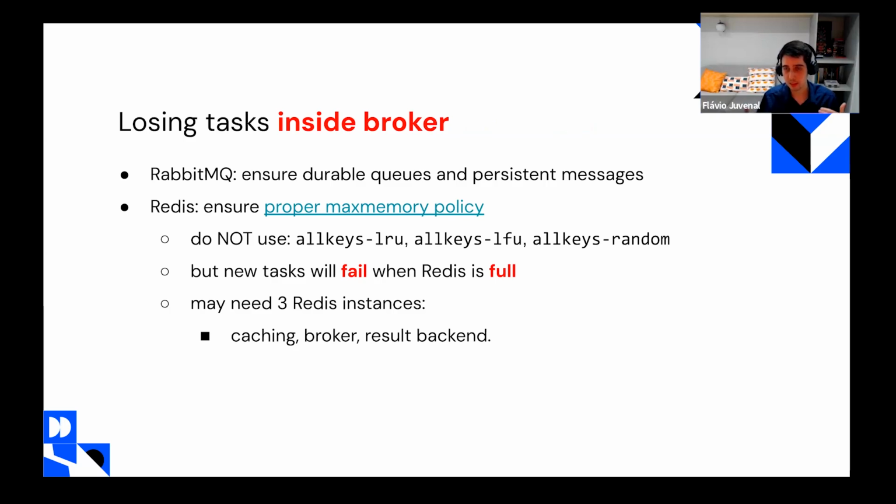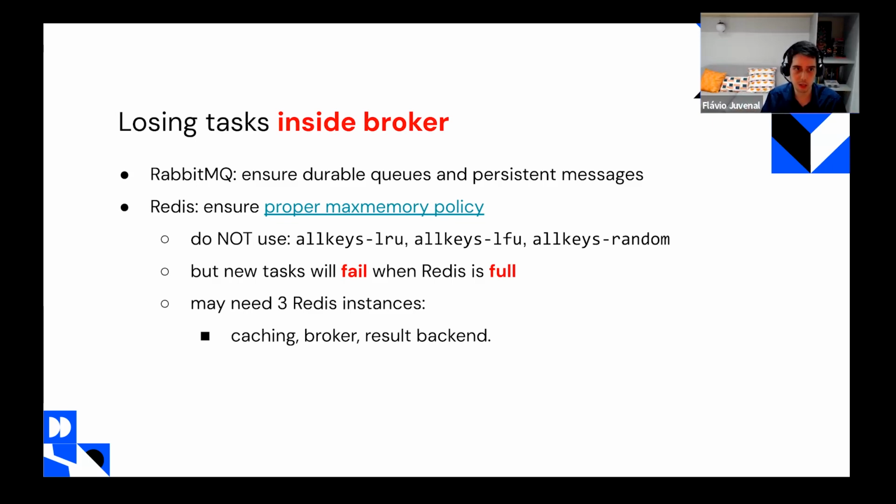You can also lose tasks inside the broker. If you use RabbitMQ, you have to ensure durable queues and persistent messages. This is usually the default, okay, for RabbitMQ, but I cannot speak that this is true for all the cloud providers out there. So double check that with your cloud provider. And on Redis it is more important, because you have to be more careful and ensure that you have a proper max memory policy. Redis is more commonly used as a cache than as a Celery broker, right? Than a task queue broker.